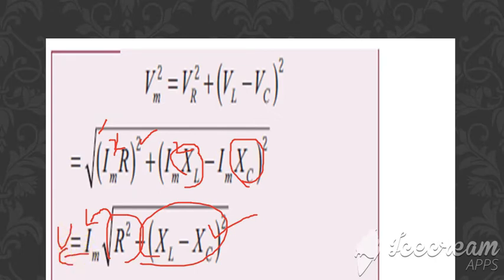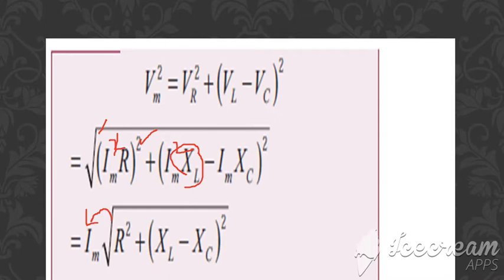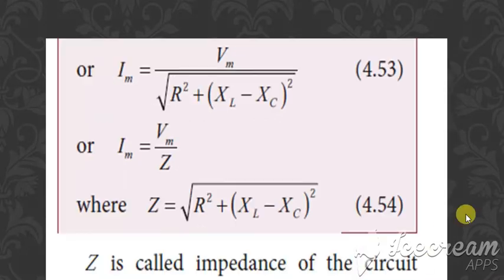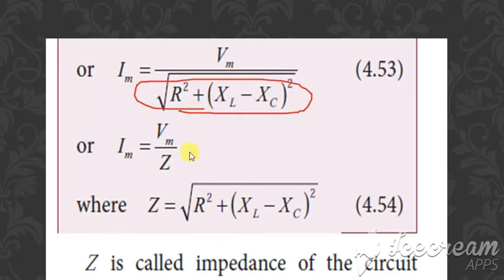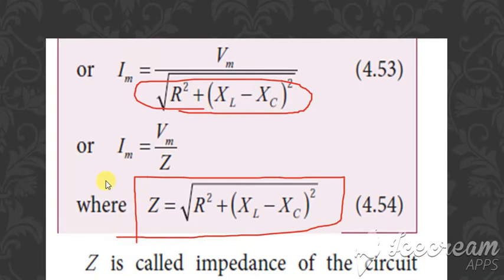Now we are going to bring this I down. If we bring I down, we get the equation as V divided by I. The next term we bring down, so that we get Vm divided by this root of the full term. Now this full term can be written as Z, where Z is said to be the impedance. So Im is equal to Vm divided by Z.